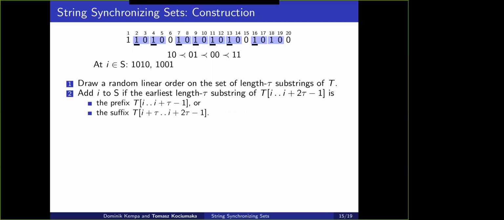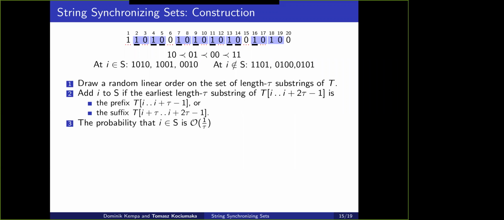So we include in the synchronizing set all the occurrences of length four substrings starting with a zero, like those two, or ending with a zero, like this one. And then we proceed with the next smallest substring of length tau, which is 0, 1. But in this case, we don't need to add anything more because everything else contains 0, 1 as a middle substring. So it's no longer the case that the minimum is either the prefix or the suffix.